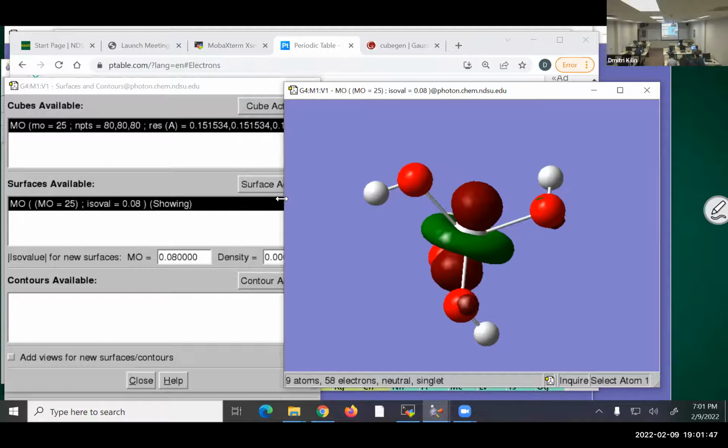Hydrogen. Yes. So you need to type not what is on screen, but what is in your file name here. Okay. I'm going here. Open. We need the cube files. Cube.